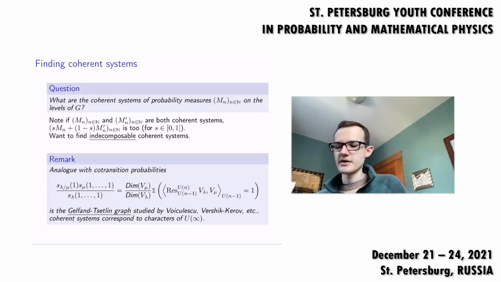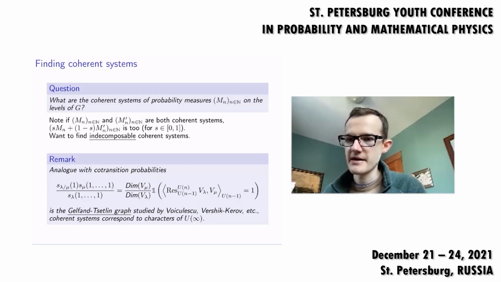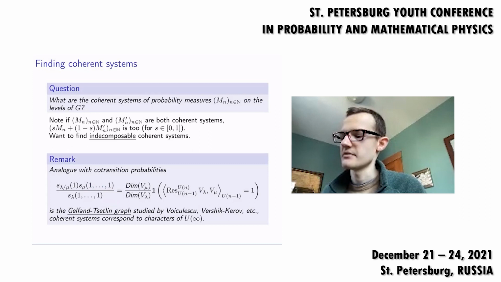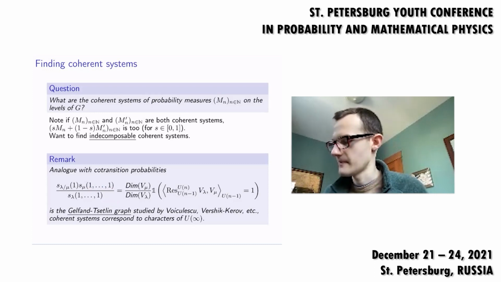And I'll just make a historical remark here that you can say everything I've just said, but with Schur polynomials instead of Hall-Littlewood, and with ones instead of a geometric progression in t. And these are related to the branching multiplicities of unitary groups. This graph is known as the Gelfand-Tsetlin graph, and finding all indecomposable coherent systems is exactly equivalent to classifying the characters of this infinite unitary group, this result of Voiculescu that I mentioned earlier.